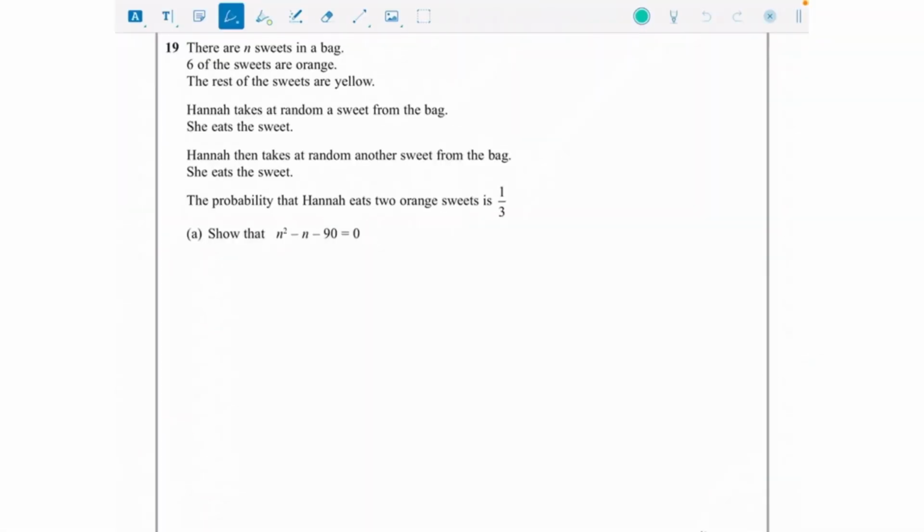So this question went viral in 2015 for being the impossible question that no one could answer. So I thought, let's have a go at doing it. It was question number 19 on the paper, and it was on the higher paper.